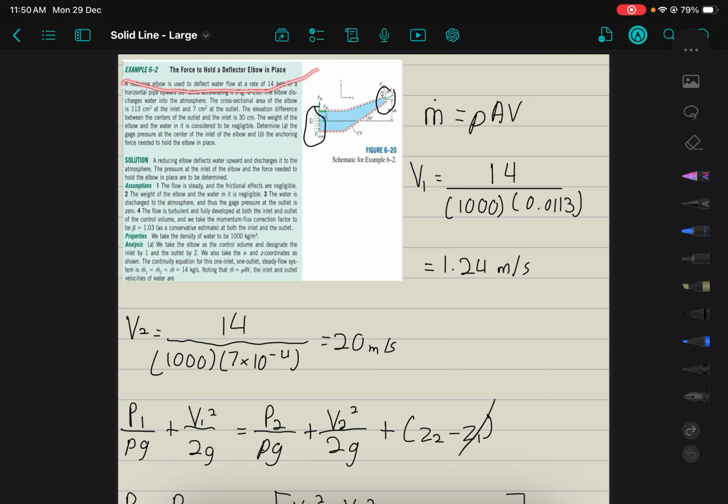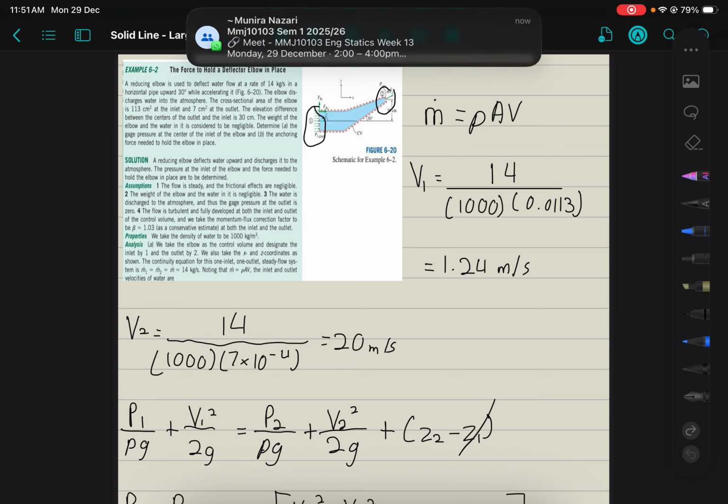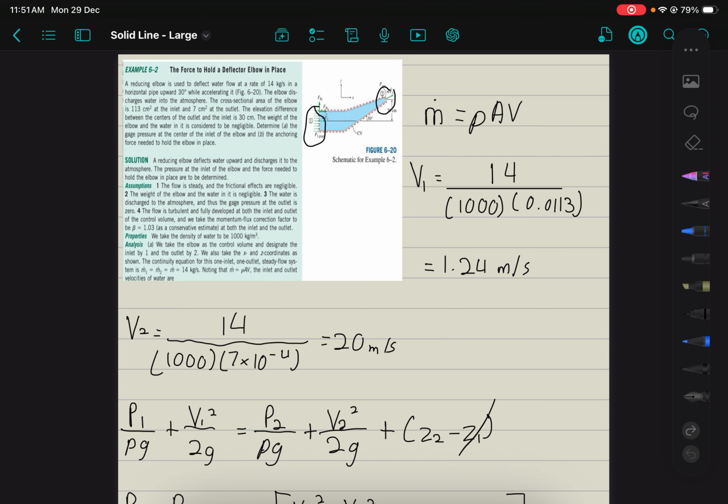Example 6.2. Water flows through a reducing elbow at a mass flow rate of 14 kg per second. The elbow turns the flow upward by 30 degrees and discharges to the atmosphere. We are required to calculate the inlet gauge pressure and the anchoring force acting on the elbow. We assume steady flow, negligible friction, and negligible weight of the elbow and water. Since the outlet discharges to the atmosphere, the gauge pressure at the outlet is zero.